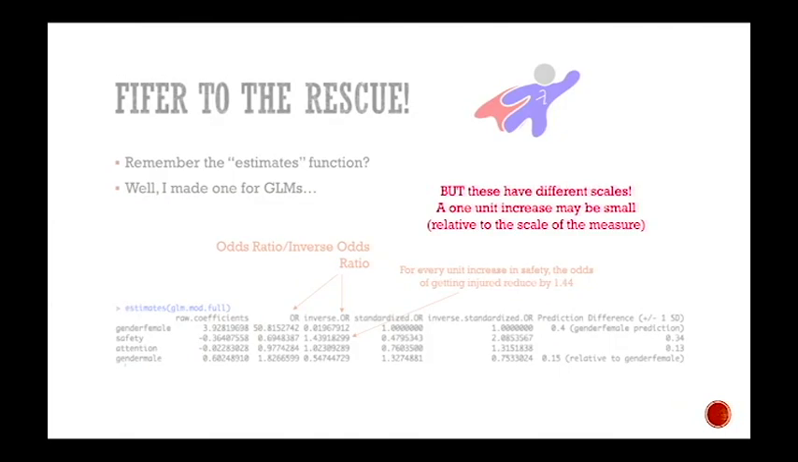We'll get more into what an odds ratio means and why it may not be the most intuitive metric in a minute. But here's the thing. These have different scales, and a 1 unit increase may be small relative to the scale of the measure. If you've got a scale that goes from 1 to 100, a 1 unit increase is 1/100th of the range. Whereas if you've got a scale that goes from 1 to 5, a 1 unit increase is 20% of the scale. So comparing odds ratios between two scales that don't have the same metric is not a good idea, if that makes sense.